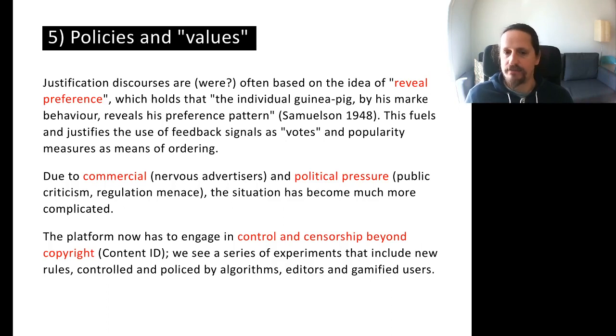So it's this idea that a consumer reveals his or her preference by shopping, right? So if you put that onto YouTube, you can basically say, well, people watch what they like, right? And they like what they watch, and there's no difference. And so we can basically create machine learning algorithms that learn what people have previously watched and then just give them more of that, right?